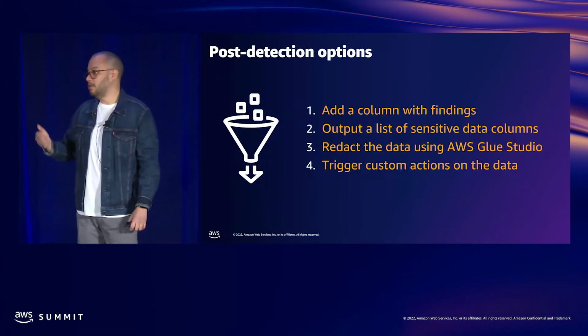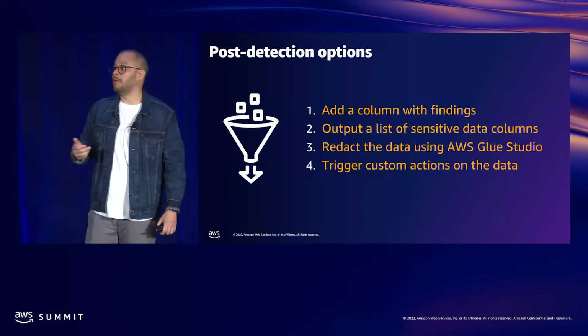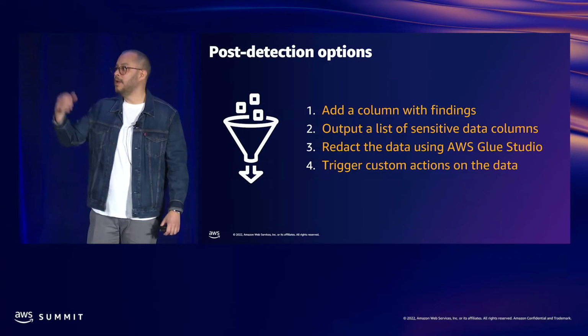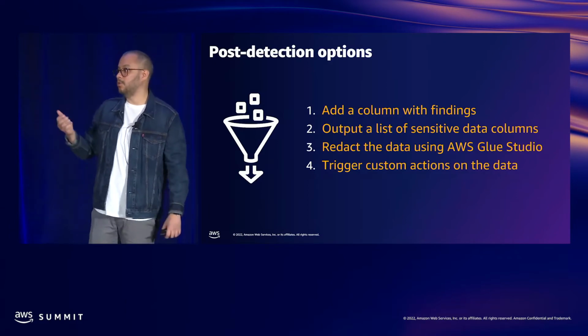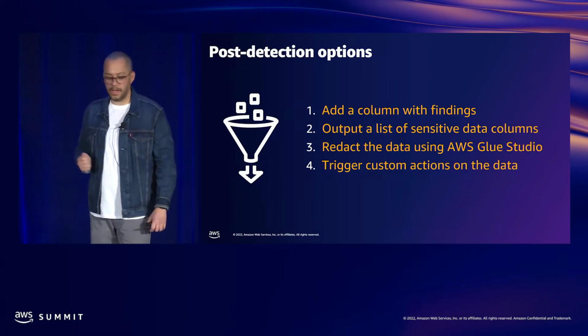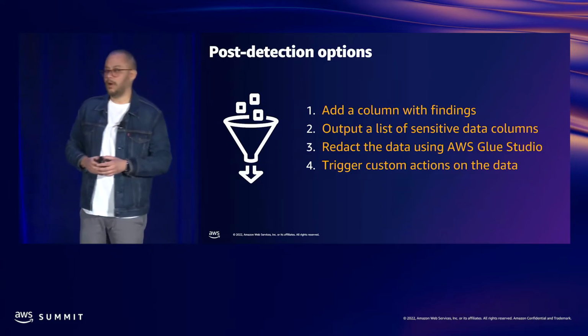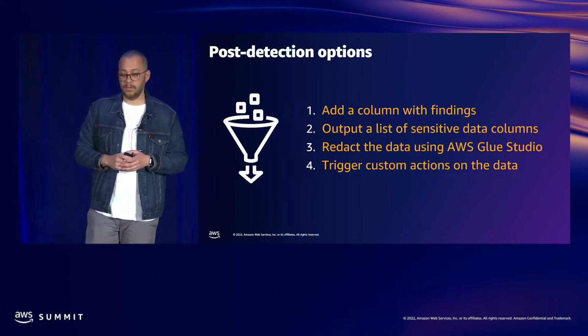And based on that, to give you an example, you can apply row level security if you need to. You can filter by that flag, and you can restrict the access to those columns, or those rows in this case. The second one is that you can output a list of the columns that contain sensitive data.